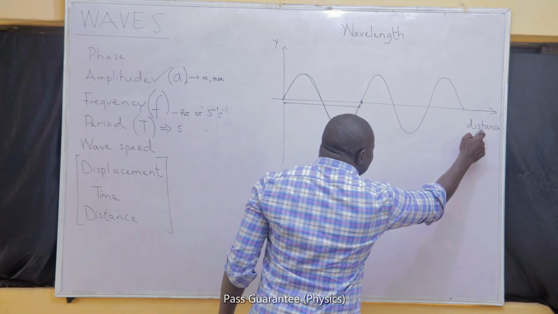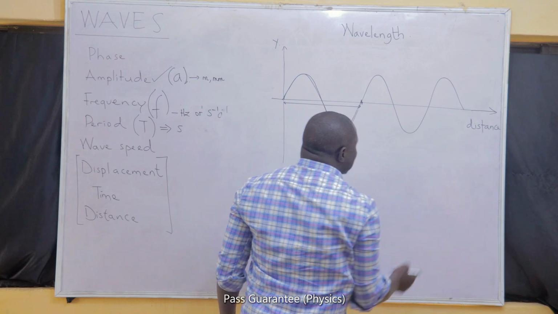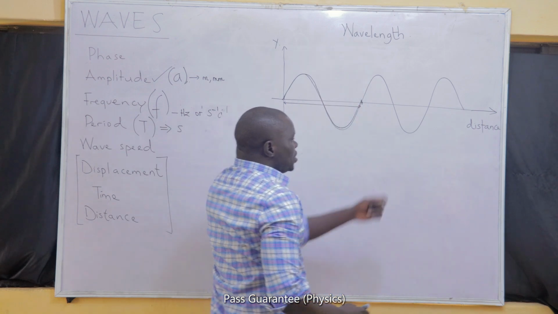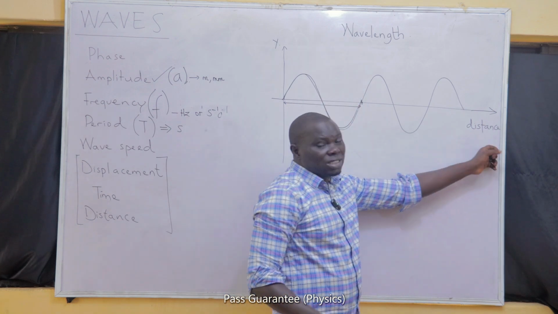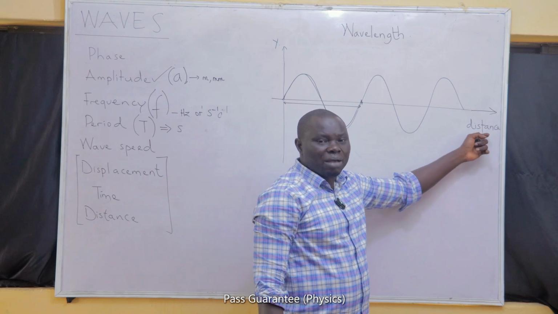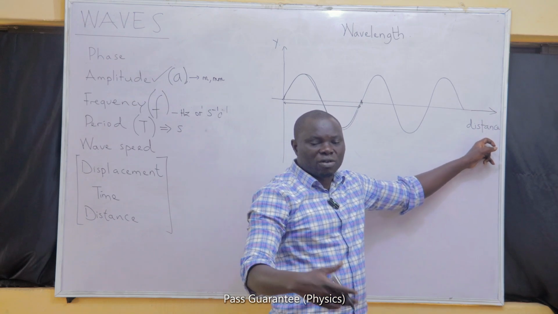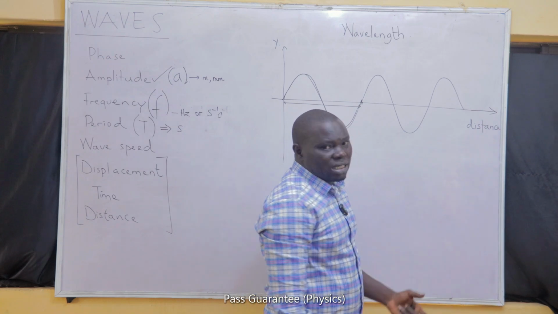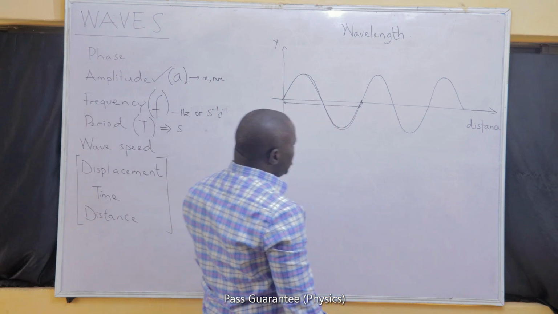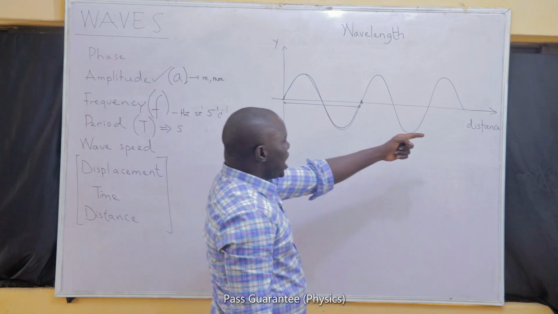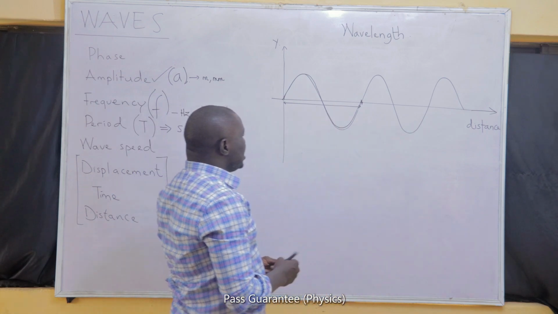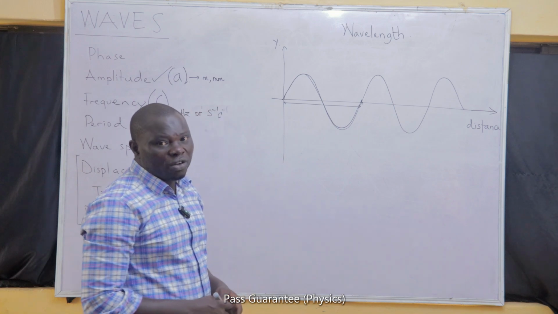That is why this axis must be a distance axis if you are going to get the wavelength. If this axis is a time axis, you cannot get the wavelength. If it is a time axis, you can get the period, you can get the frequency, but you cannot get the wavelength. For you to get the wavelength, you must have a distance, and wavelength is the distance traveled by the wave in one cycle.